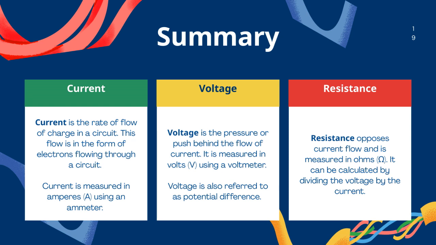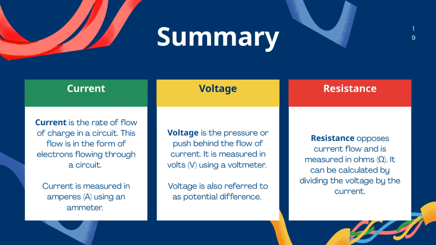Moving on to current, this is the rate at which charge flows through the circuit. Specifically, it's the flow of electrons. We measure current in amperes, or A, using an ammeter. The higher the current, the more electrons are moving through the circuit per second.